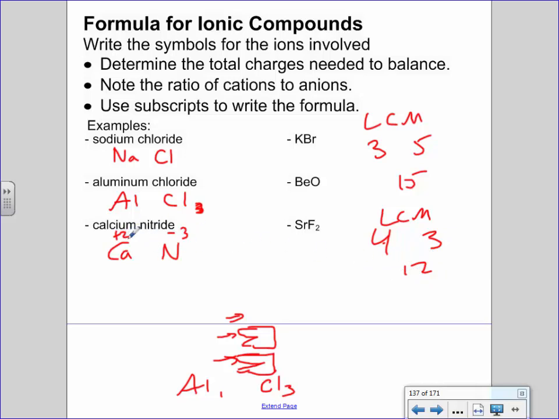2 and 3, the lowest multiple of that would be 6. So I got to figure out, how do I turn this 2 into a 6? Well, I need 3 of them. And how do I turn this 3 into a 6? I need 2 of them. Some kids all of a sudden then realize there's a pattern here. This 2 right here essentially goes there, and this 3 right here goes there.